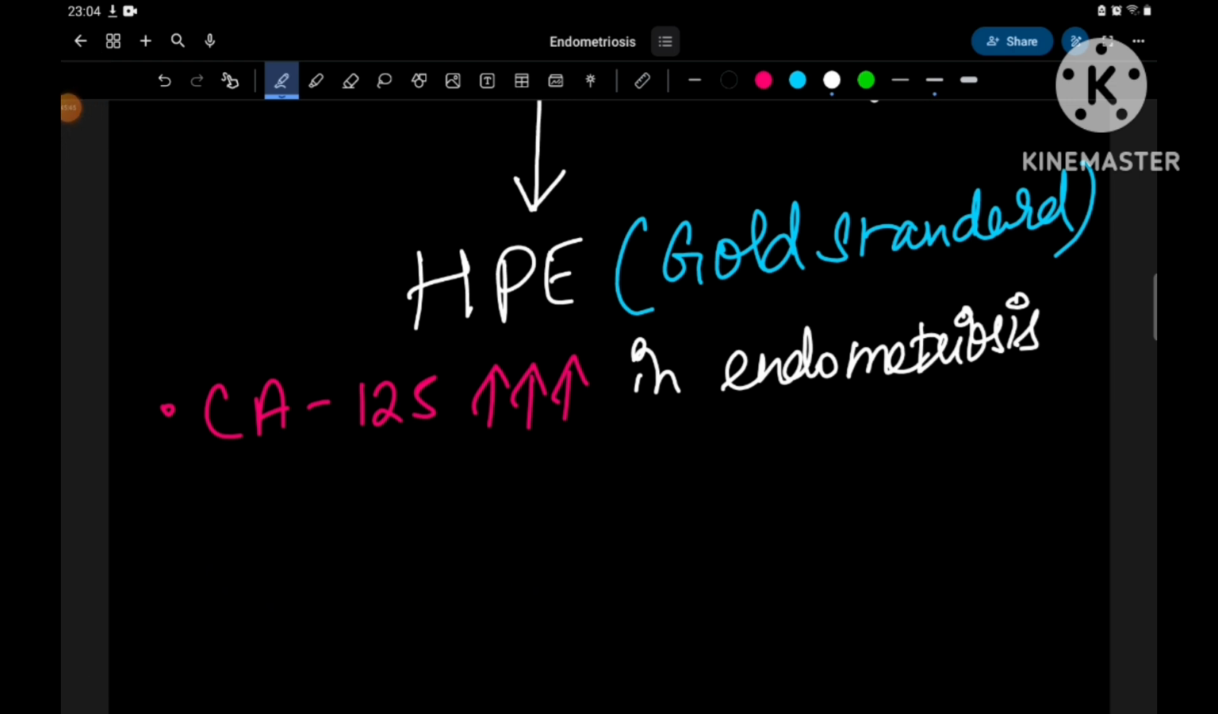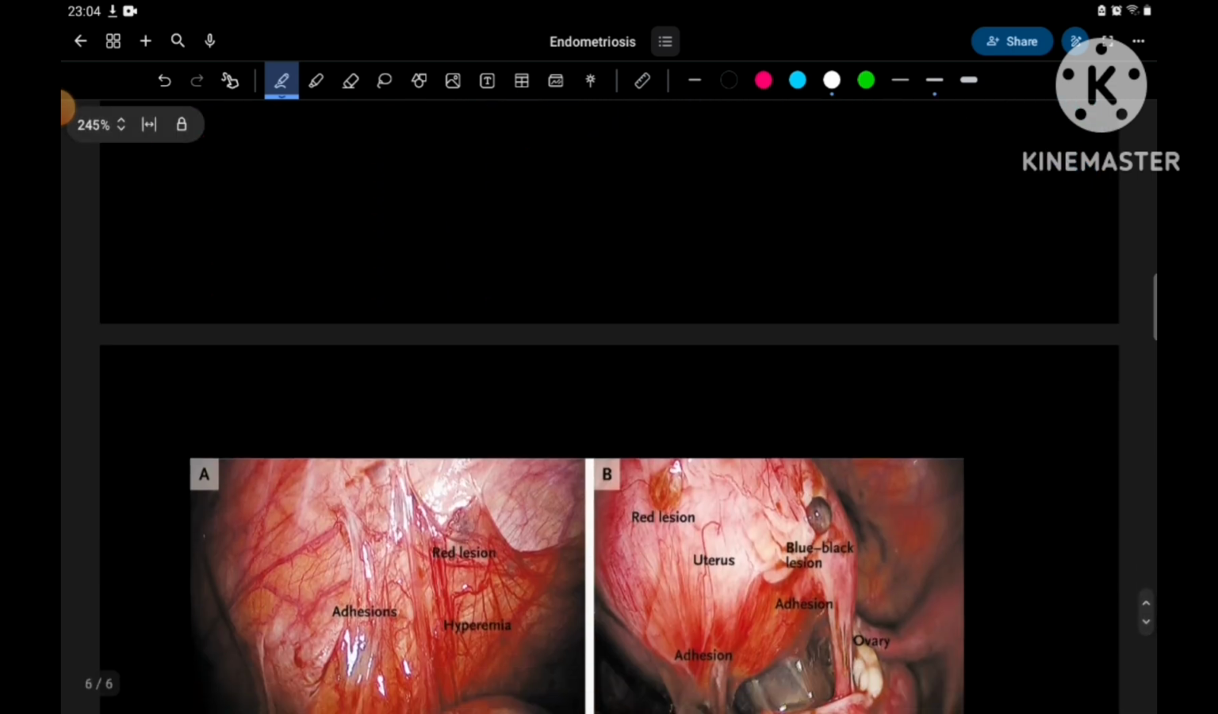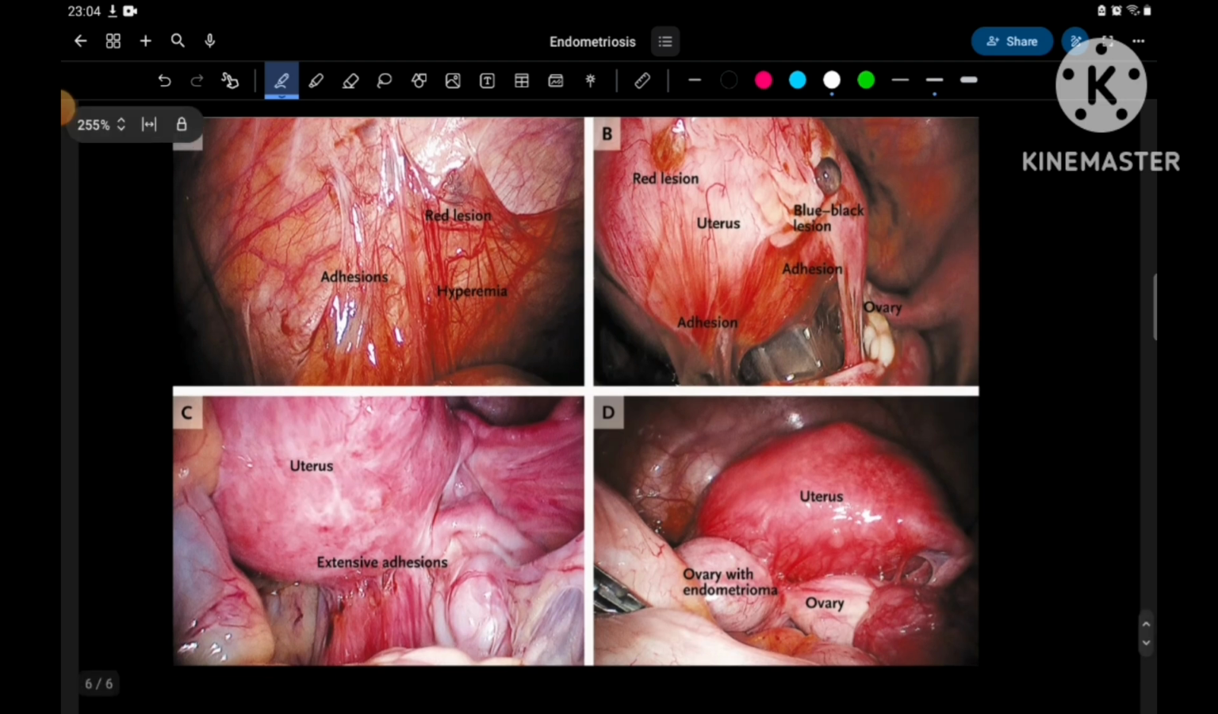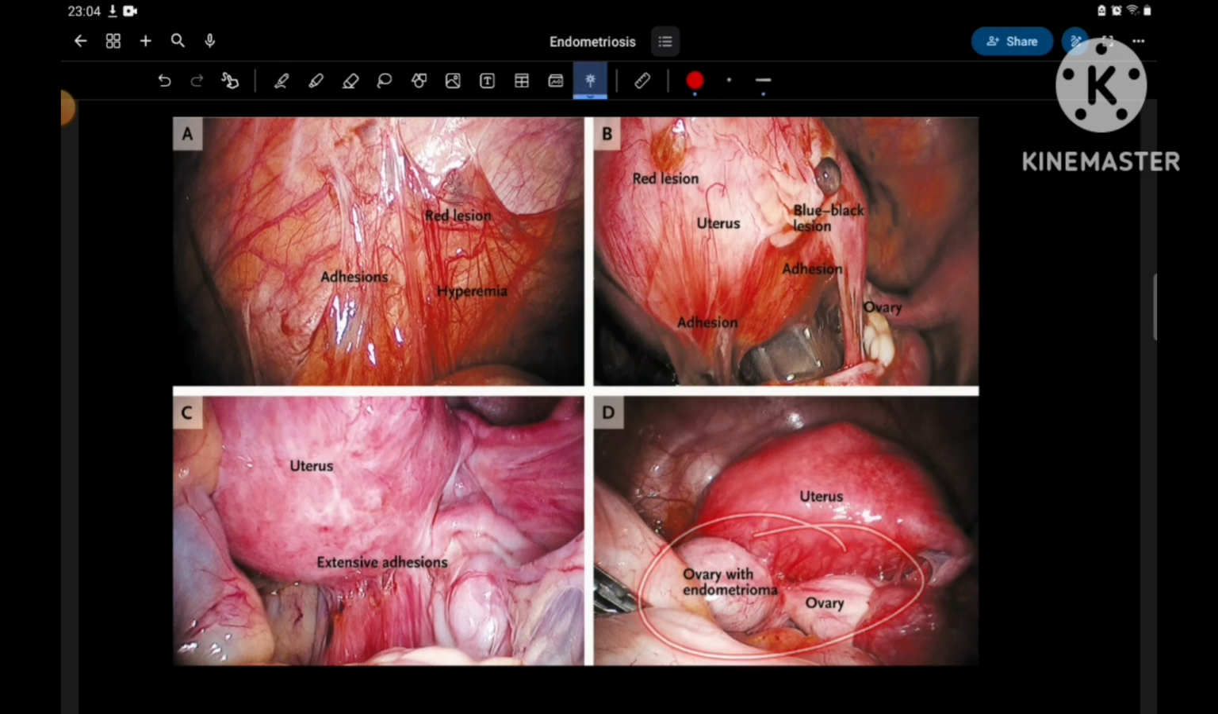Okay, guys, so now we'll just see these laparoscopic images, right? Yes, guys, this image is taken from the New England Journal. Let's just discuss this. See, ovary, you know that will be chocolate cyst. Okay, so I'll just mark with laser. Ovary, see the ovary, there will be chocolate cyst.